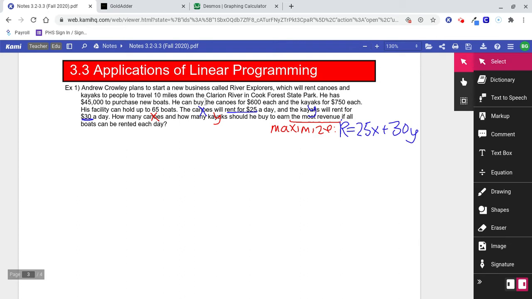So 10 miles down the Clarion River, really that number's kind of just there to throw you off. That's not talking anything about how many canoes or how many kayaks. We're not doing anything in this problem about distance. So 10 miles, that's just there to kind of throw you off. I'm not going to use that number at all.